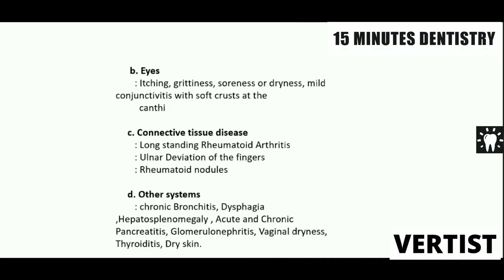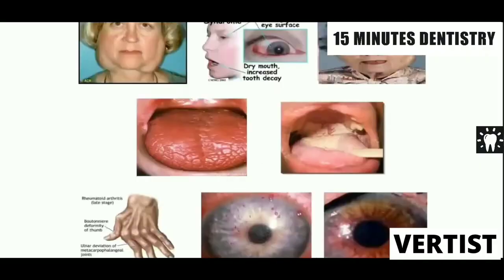And secondary Sjogren syndrome is associated with connective tissue disorders such as rheumatoid arthritis. You can see ulnar deviation of fingers and rheumatoid nodules. Other systems are also involved in Sjogren syndrome, such as hepatosplenomegaly and glomerulonephritis. Now this picture gives you the clinical features. As you can see here, there is bilateral enlargement of parotid salivary glands, dry mouth, dry eyes. The tongue, as you can see, is glazed, depapillated with fissures. There is superadded candidal infection. And here you can see ulnar deviation, which is characteristic of rheumatoid arthritis, and keratoconjunctivitis.